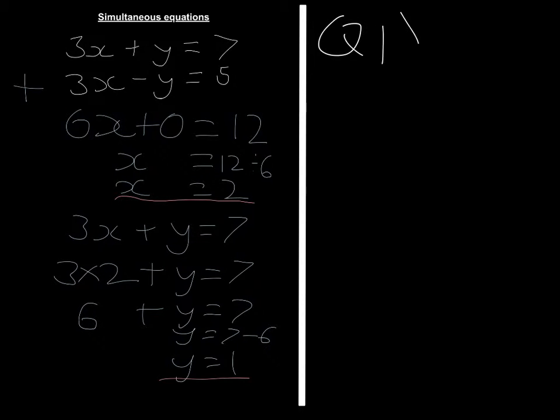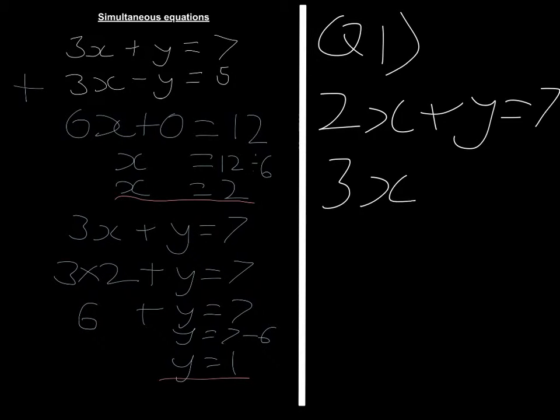Question 1. 2x plus y equals 7 and 3x minus y equals 8. Have a go at that yourselves and then try and answer it. I'll go through it step by step if needed in a second.